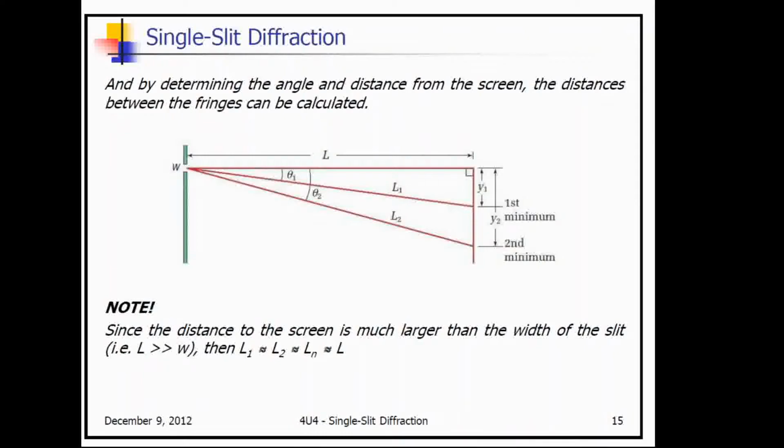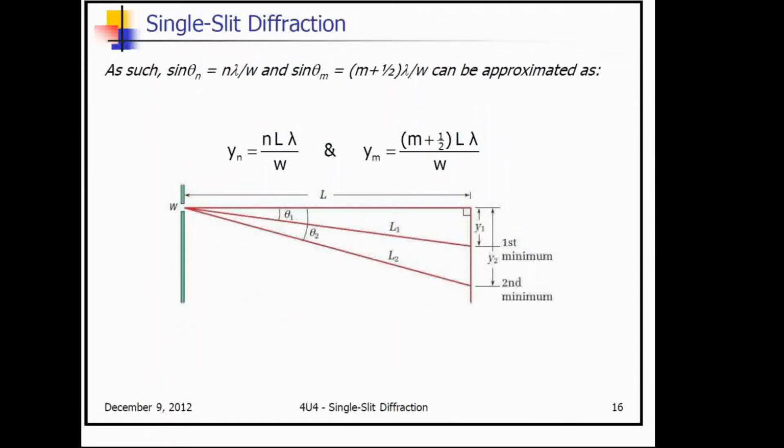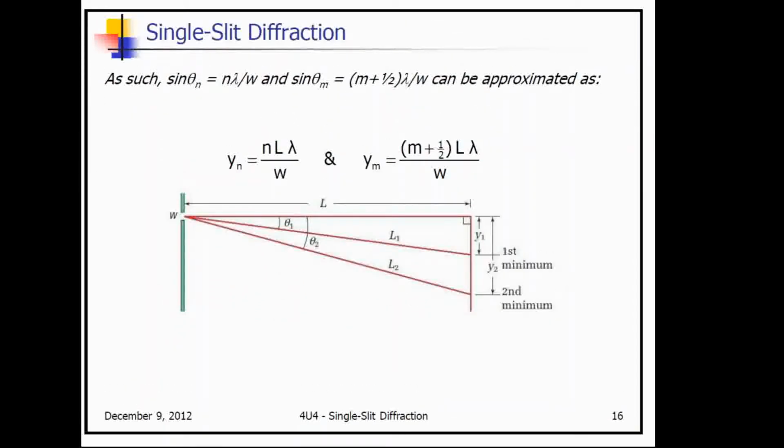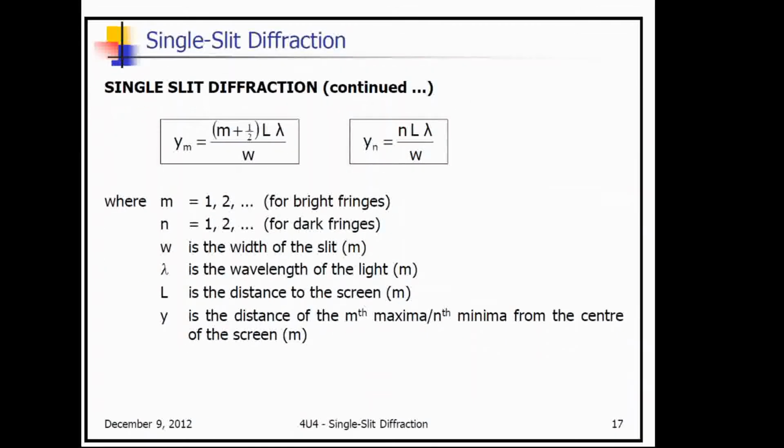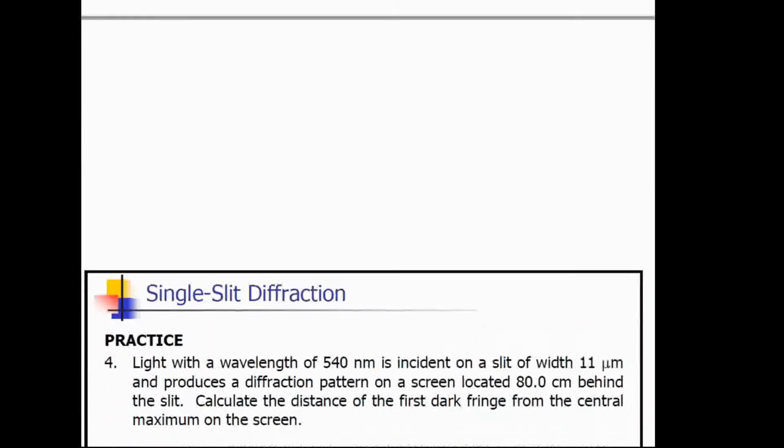And again, because L is so much larger than W, we treat this as parallel. And we end up with this relationship, very similar to what we have for the double slit, although it's a little bit inverted. So you can copy this down. The distance to the mth maximum is ym, and the distance to the nth minimum is yn. And this is from the center of the central maximum.